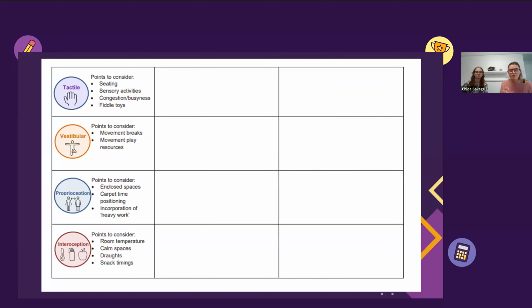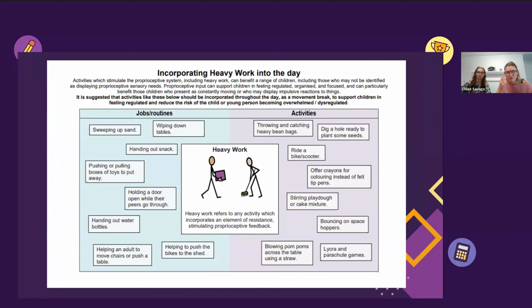So yeah, that's a nice little tool. It just gets you thinking about your classroom. Is it doing what it needs to do to meet the sensory needs of the students in there? And this will benefit everybody in the classroom, whether they have sensory needs or not. So it's a really good place to start. Just a little bit on incorporating heavy work into the day.